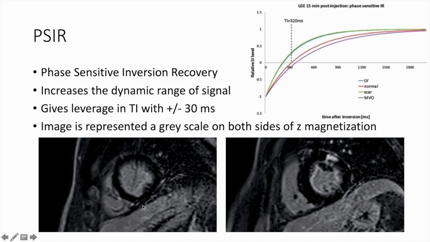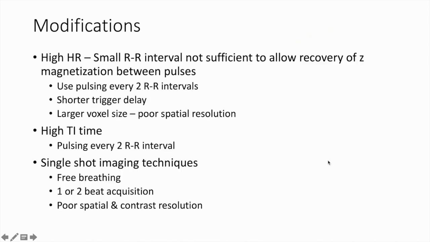These are PSIR delayed enhancement images showing nulling of the normal myocardium, which is black, and the fibrosis seen as hyperintense signal in the mid-anterolateral segment. The PSIR sequence can be modified based on patient parameters.